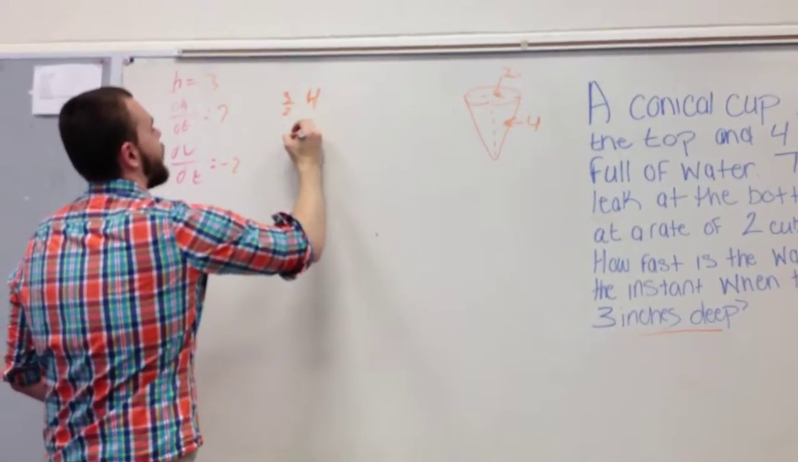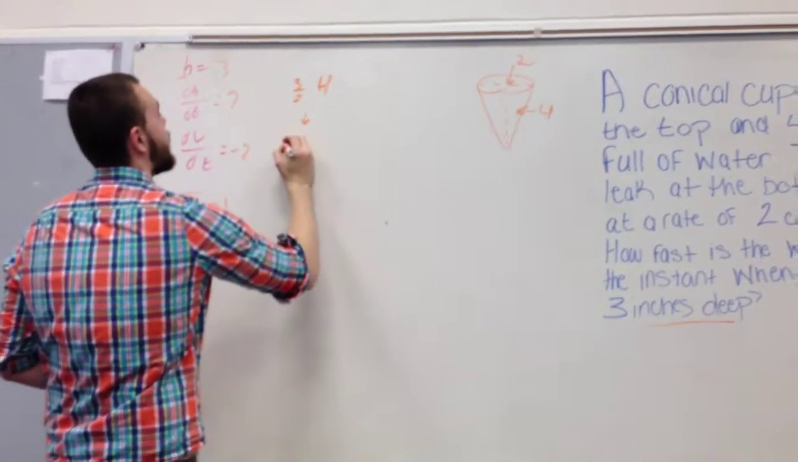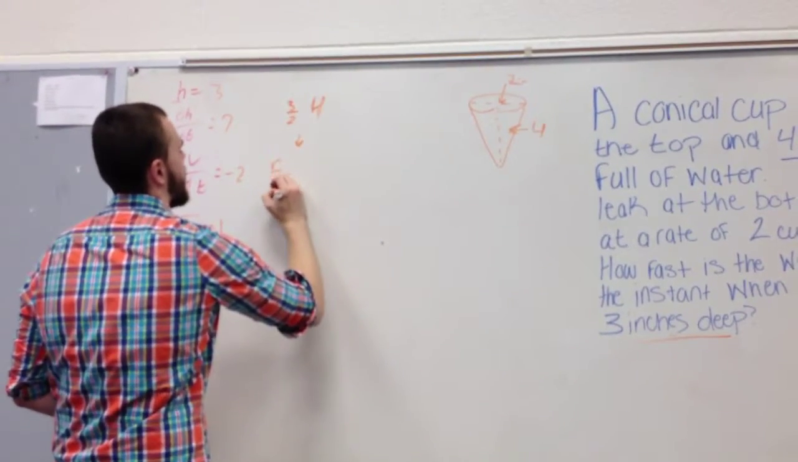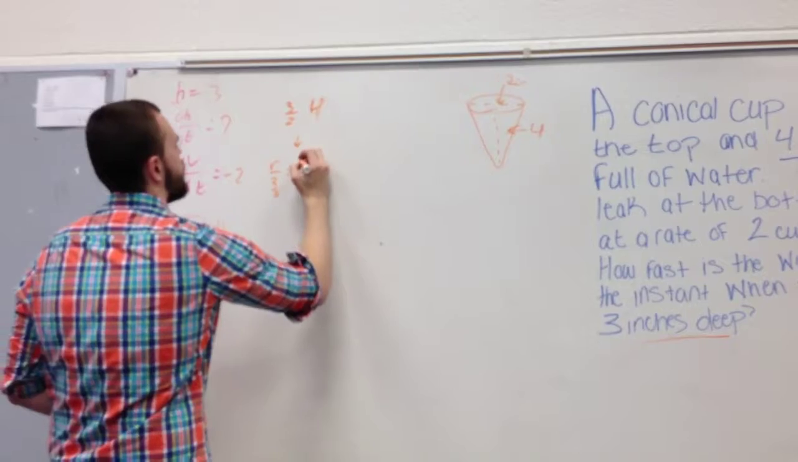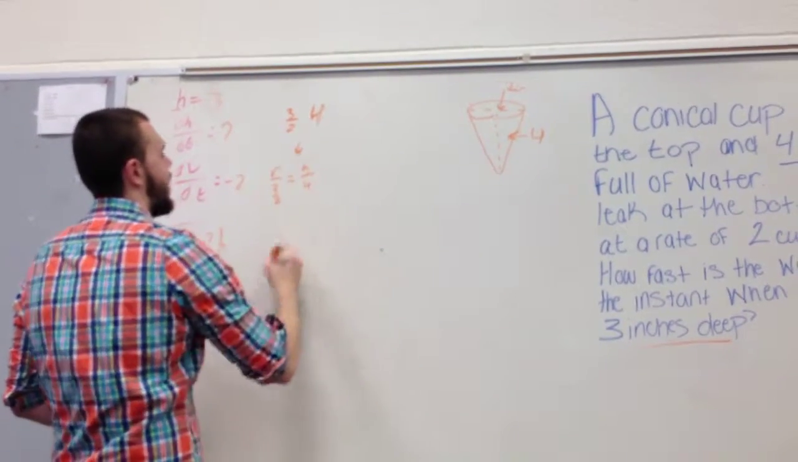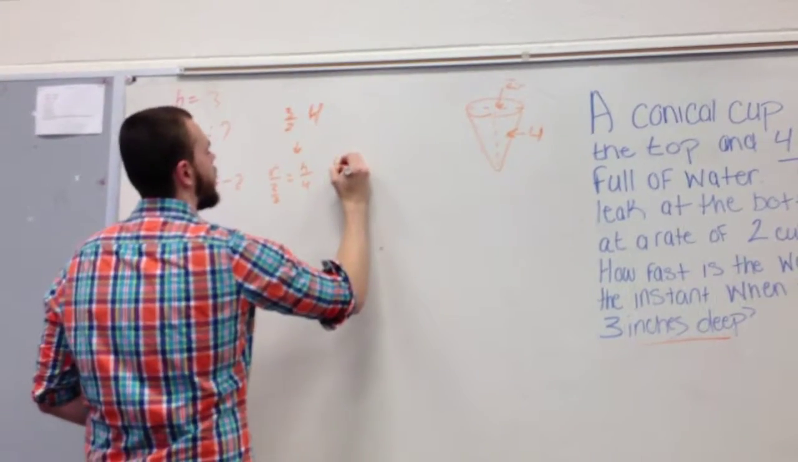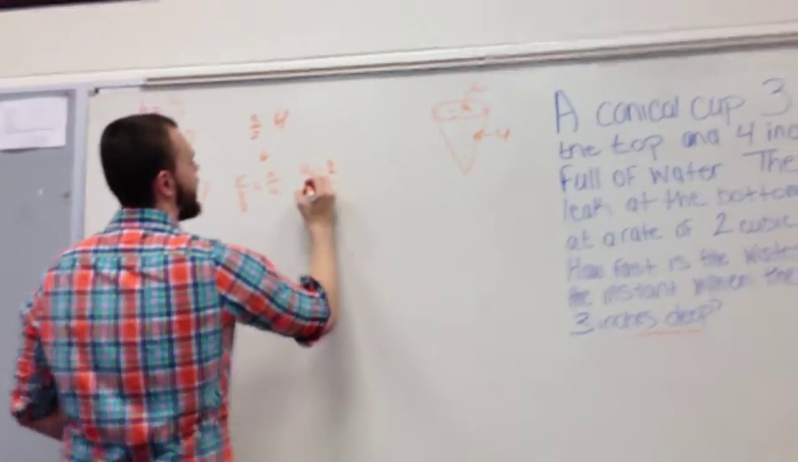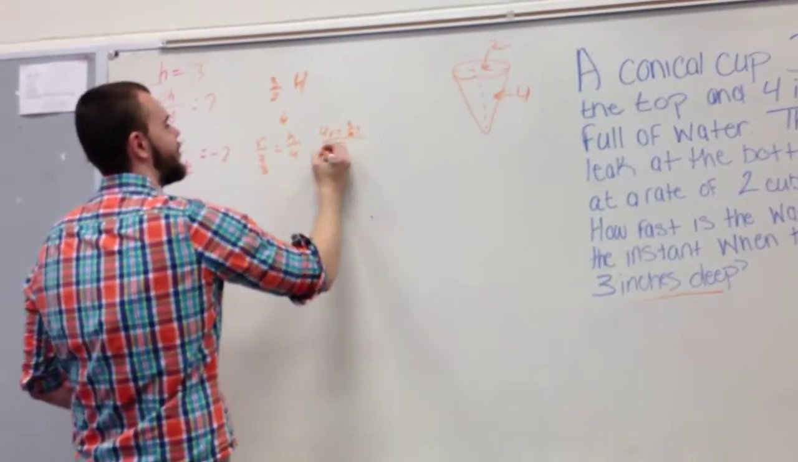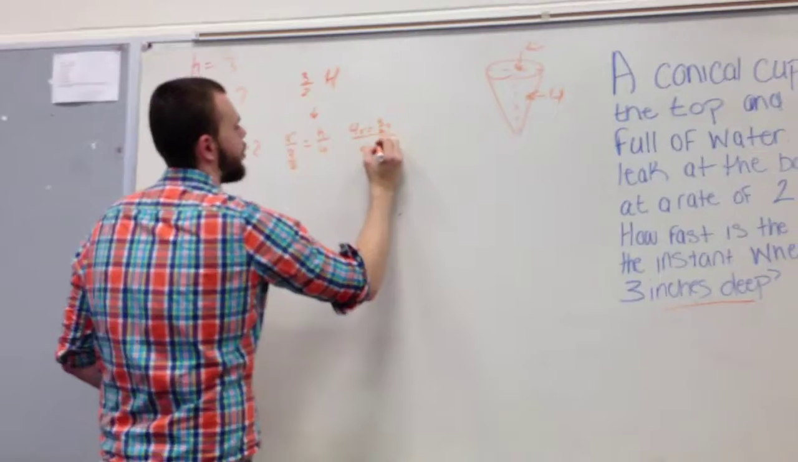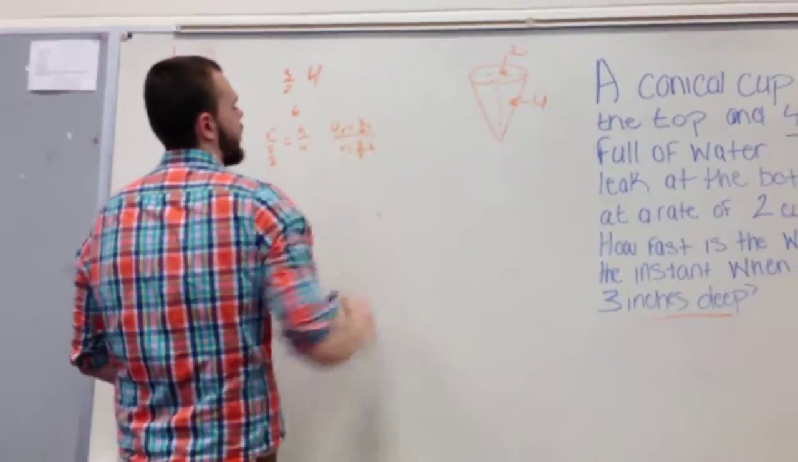Now, I'm going to set these up as proportions. So r over 3/2 is equal to h over 4. Cross multiply: 4r equals 3/2 h. Divide by 4 to get r by itself. r is equal to 3/8 h.